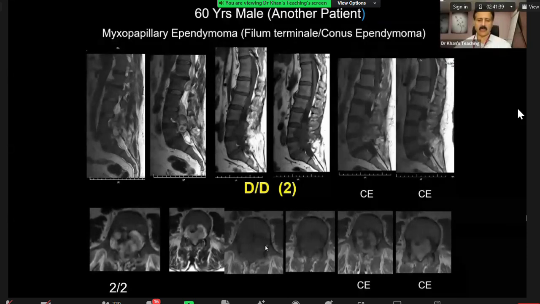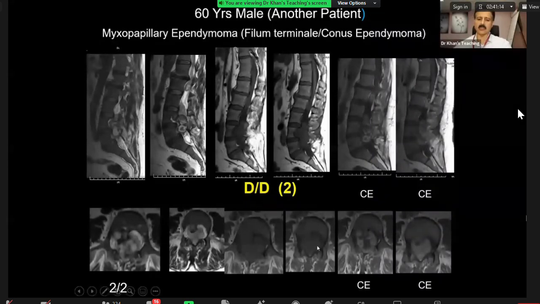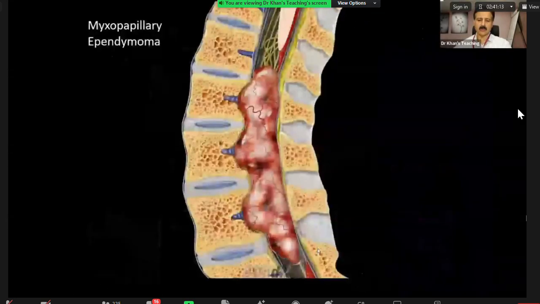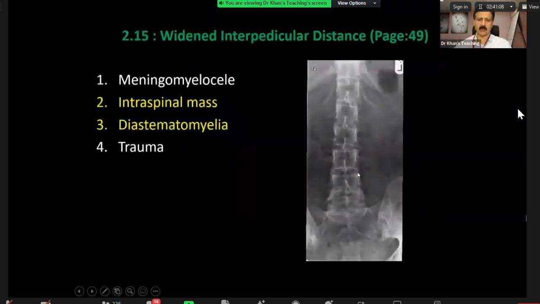Similarly, intramedullary ependymomas in the cord, as was pointed out in the beginning, will also have hemorrhage, very common for them to have hemorrhage. And that is a discriminator between ependymoma and astrocytoma, because in ependymoma, hemorrhage is quite common and not so in astrocytoma, but in some cases you might see it also. So this is myxopapillary ependymoma.